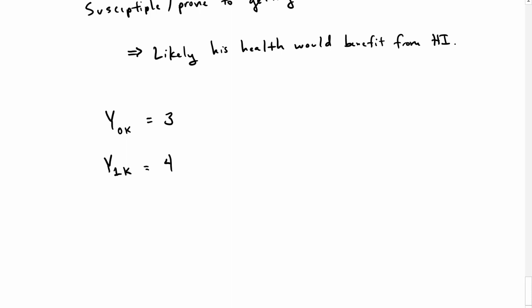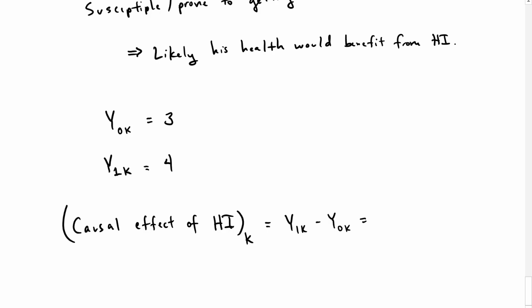Okay, so in his individual case, the causal effect of health insurance for Kuzdar is equal to what his health would be with health insurance minus what his health would be without health insurance. That's 4 minus 3, that's 1. So the causal effect of health insurance on Kuzdar's health is 1.